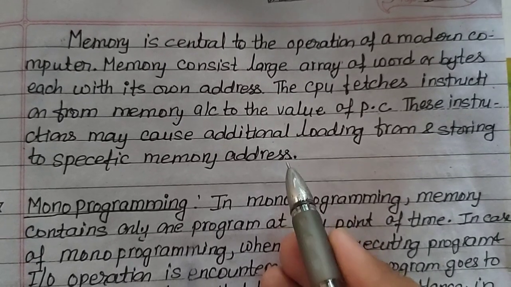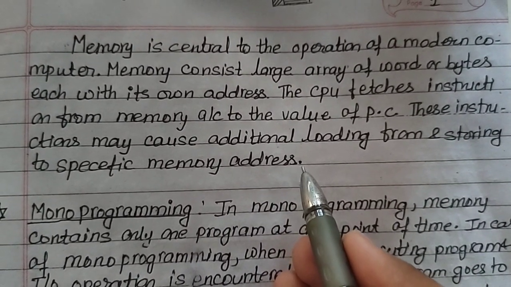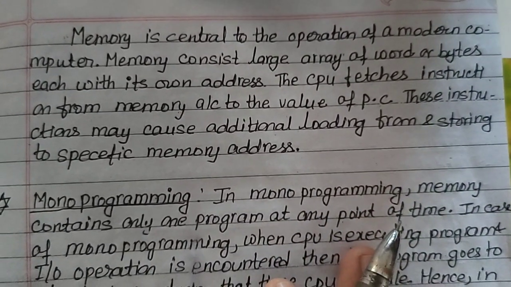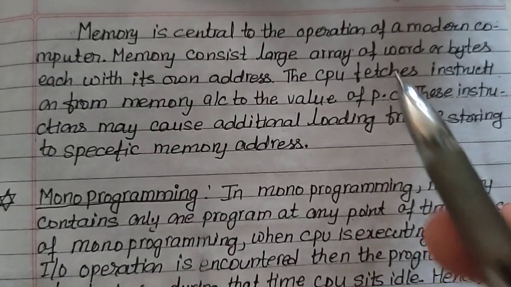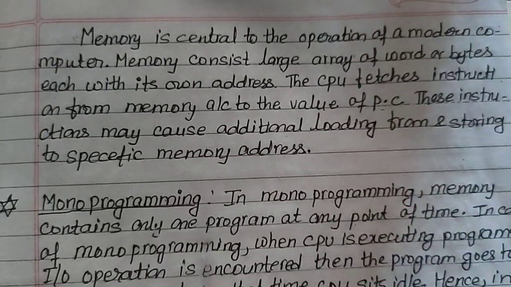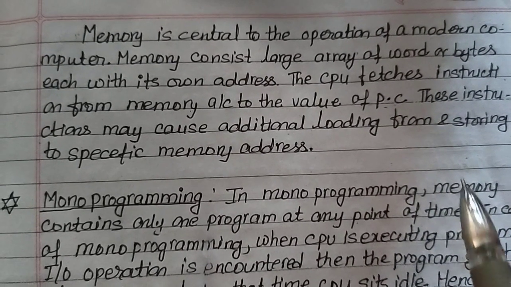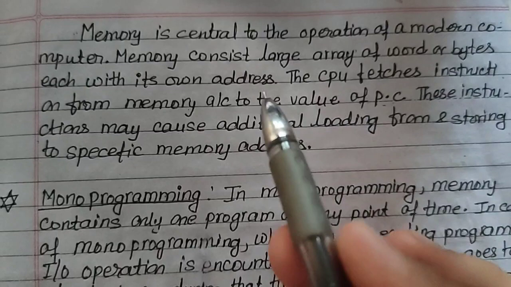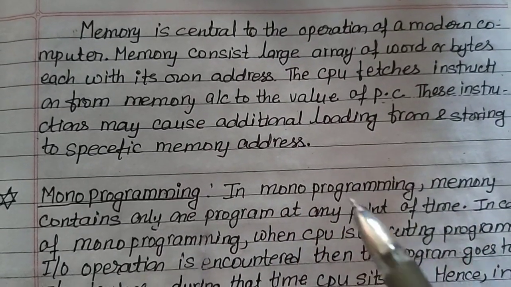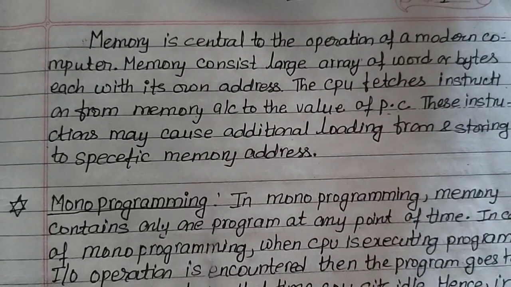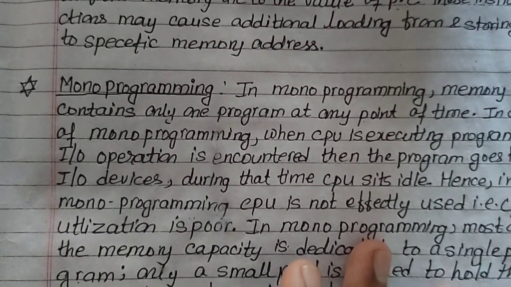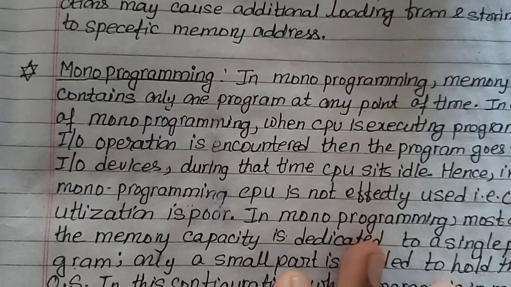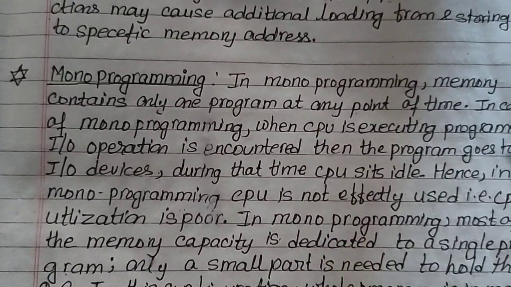As we know that memory has its own specific address, the CPU fetches the instruction from the memory according to the value of the program counter. These instructions which are loaded from the program counter cause additional loading from and storing to the specific memory address. Now let's explain monoprogramming.